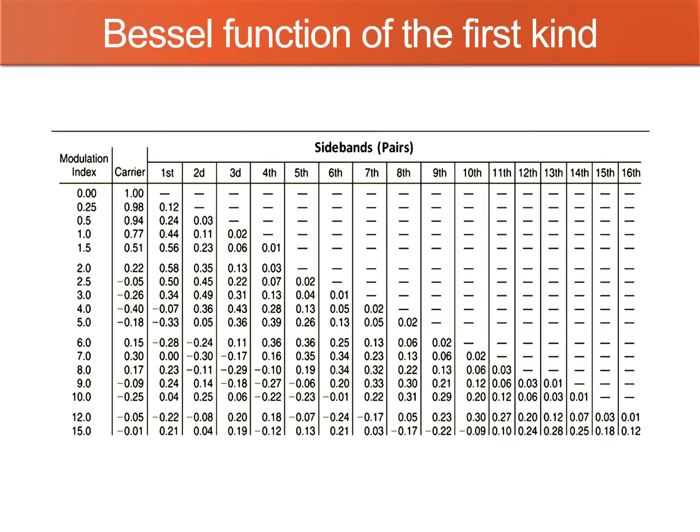So here is the Bessel function of the first kind, the table of Bessel function. Here on your left we have the modulation index, the list of modulation index, followed by the carrier, the Bessel carrier element, and the rest are the sidebands.